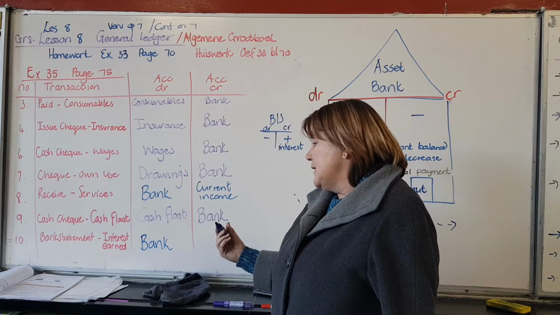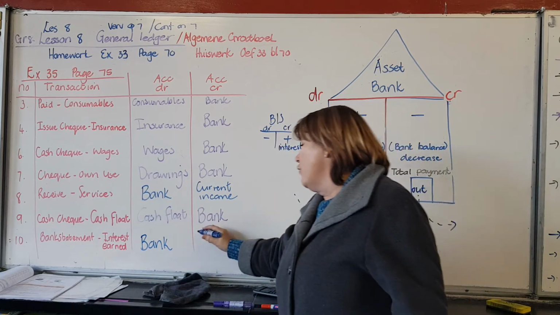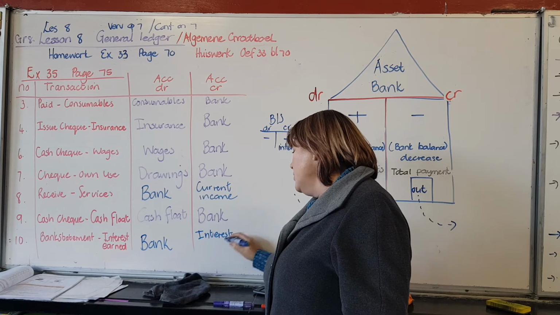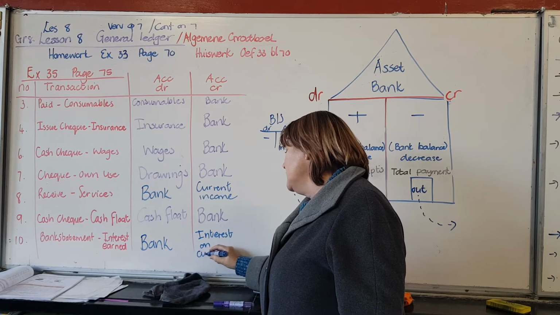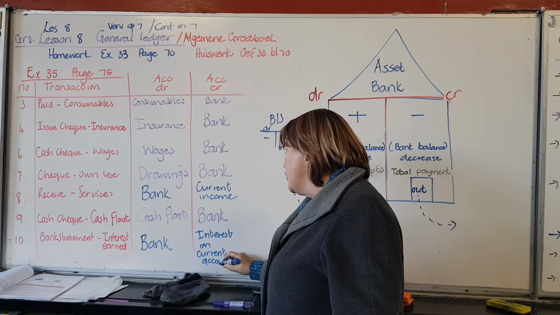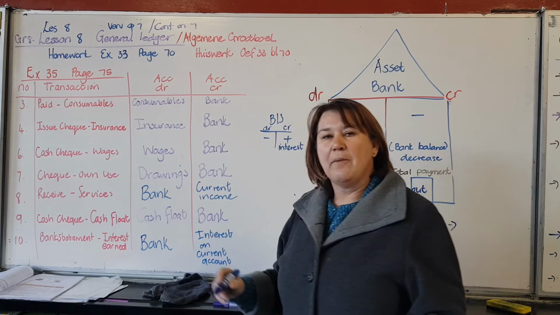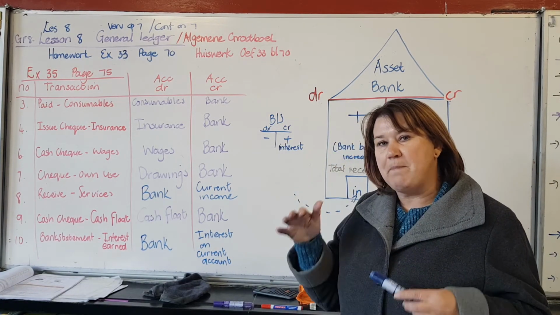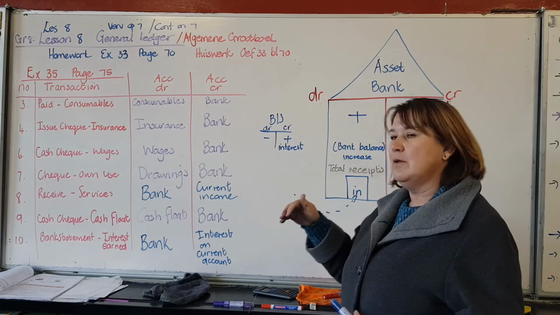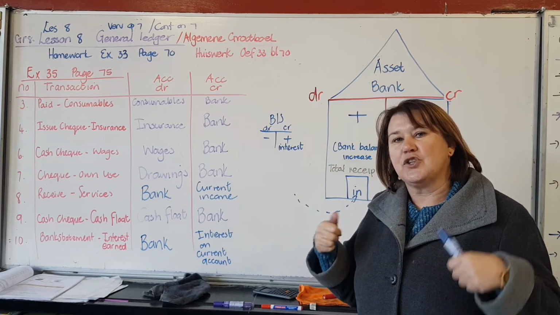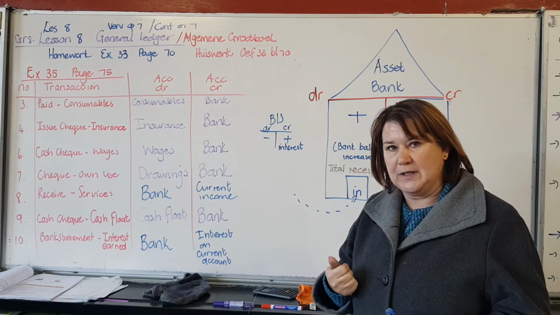And what did I receive that money for? For interest on current account. So that is when your bank account, when it's a positive bank balance, when you have a positive bank balance, the bank will pay interest into your bank account, so you will earn interest, okay?